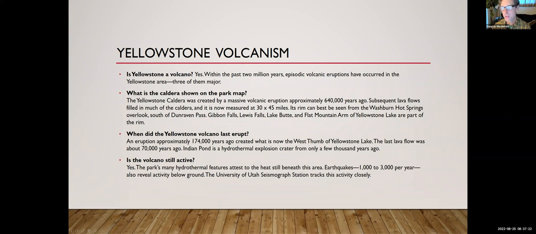However, there are periodic hydrothermal explosions associated with the volcanism, and the last one was at Indian Pond, just north of Yellowstone Lake, just a few thousand years ago. And so the volcano is still active. The park's many hydrothermal features attest to the heat still beneath this area. Earthquakes, 1,000 to 3,000 per year, and sometimes even more, also reveal activity below the ground. The University of Utah Seismograph Station tracks this activity closely.